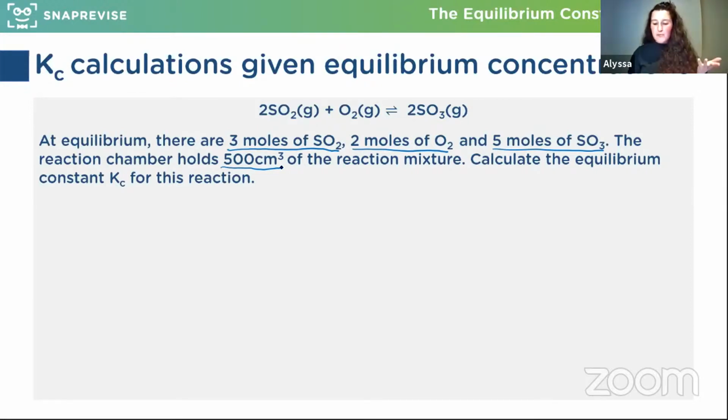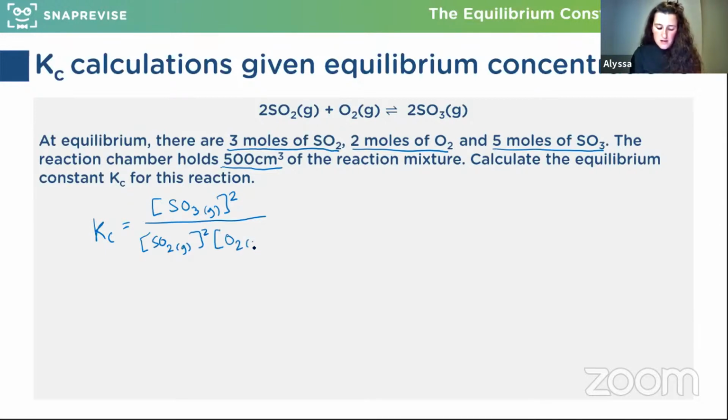So first step, we're going to need an expression for Kc so that we can plug the numbers in. This is one we've done before, so I'm just going to speed write it out so that we don't waste time. Can you plug in the numbers though? Which numbers do you need and what do we need to have done to those numbers? I'm just going to speed write out our expression for Kc. Products over reactants. So SO3 gaseous squared over SO2 gaseous squared times O2 gaseous.